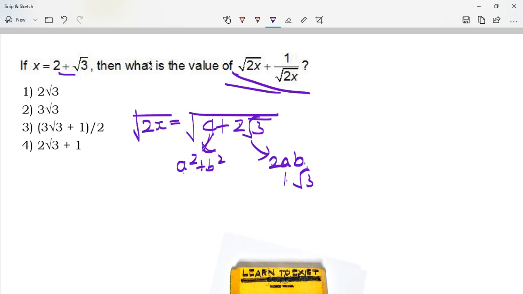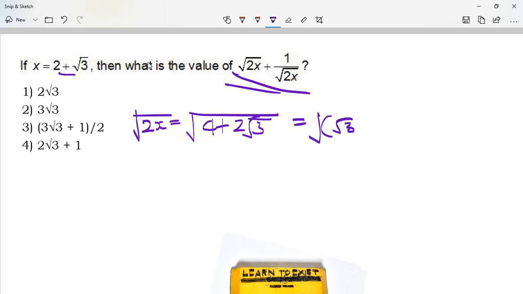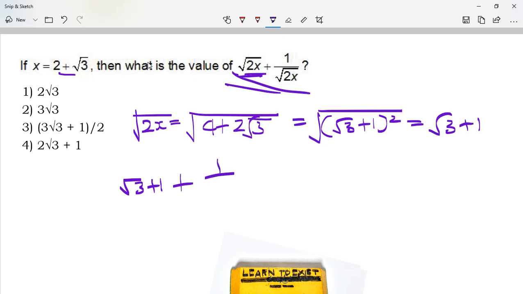Okay, so we have the values as what? Square root of, inside that square root we have root 3 plus 1 whole squared, and we need to find out the square root, which will be square root of 3 plus 1. Okay, so we have square root of 3 plus 1 in place of square root of 2x. So we will substitute that value, root 3 plus 1 plus the reciprocal. Okay, and how do we find this value? 1 by root 3 plus 1.